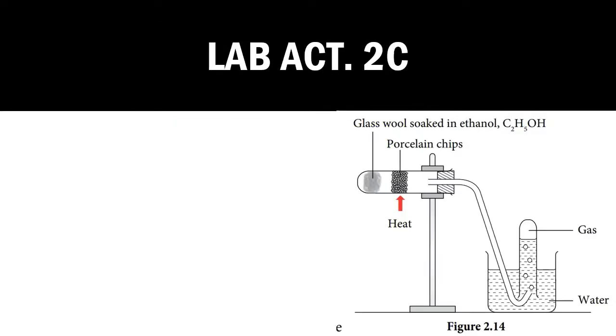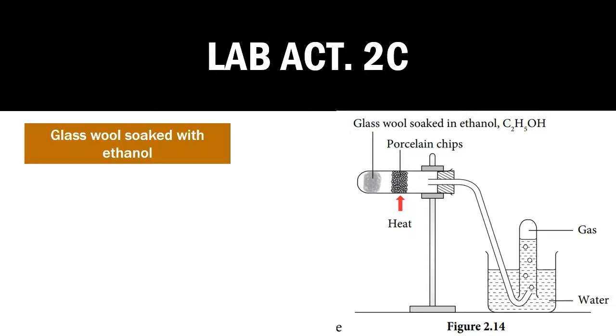Okay, now we move to the lab activity 2C. Okay, ini adalah setup of apparatus. How do we do dehydration of alcohol? Kalau hydration of alkene kita tak boleh buat di makmal, tapi dehydration of alcohol terbalik daripada dia. Okay, we can do it in our lab. Okay, we will use only boiling tube. Okay, where the glass wool will be soaked with ethanol.